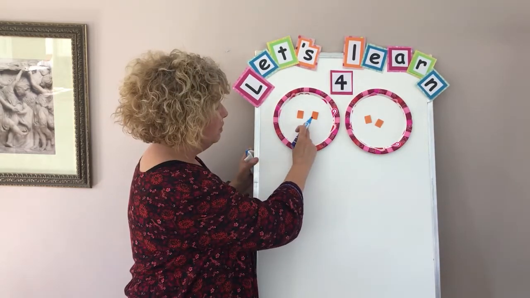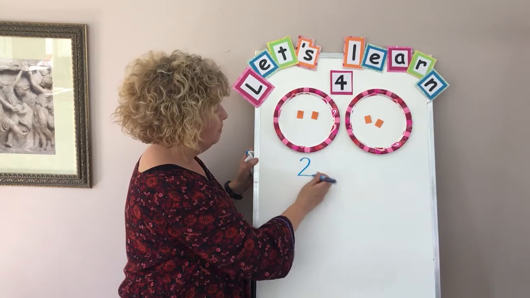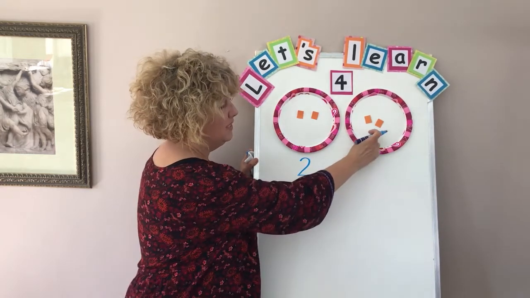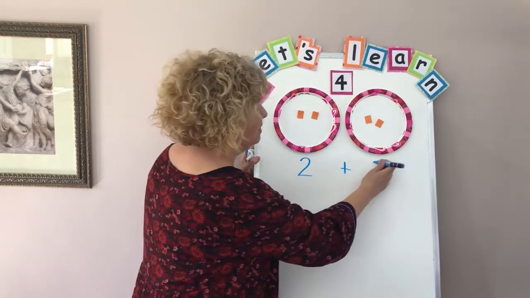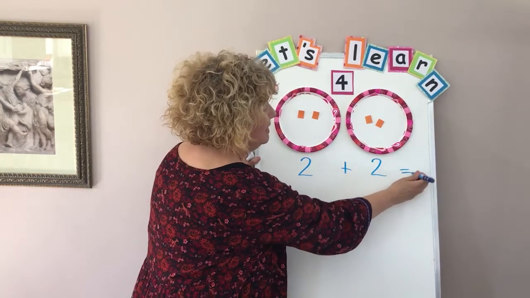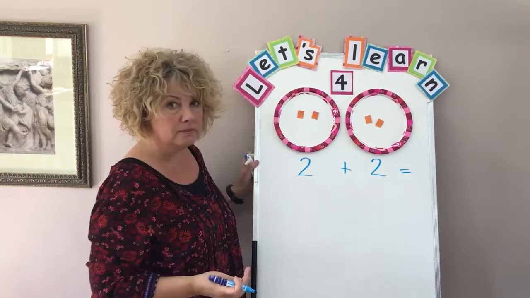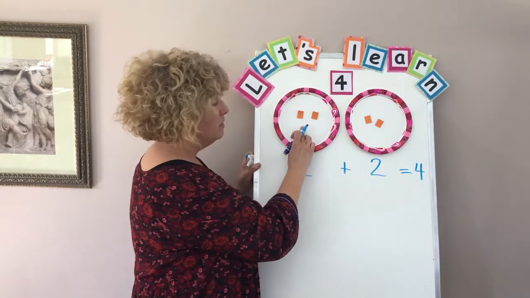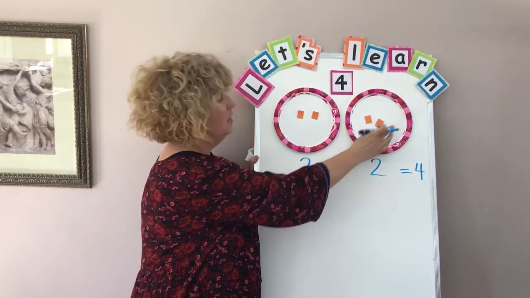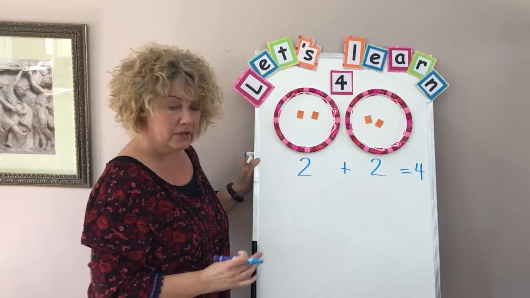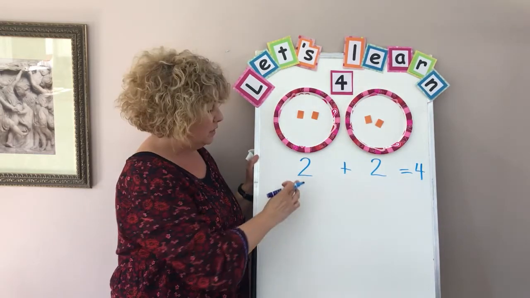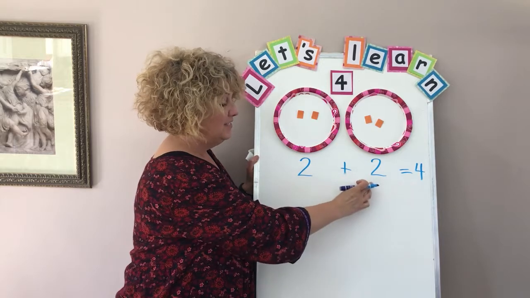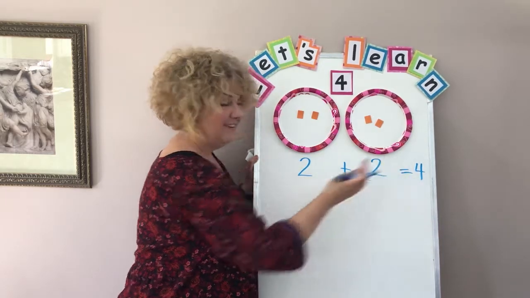We'll start with a 2. I see 2 squares here. 2 plus, how many squares there? 2 more squares. I'll put another 2. And that equals how many squares altogether? 4. So I'll put a 4 over here. 2 squares plus 2 more squares equals 4 squares altogether. Can you read the number sentence with me? 2 plus 2 equals 4.